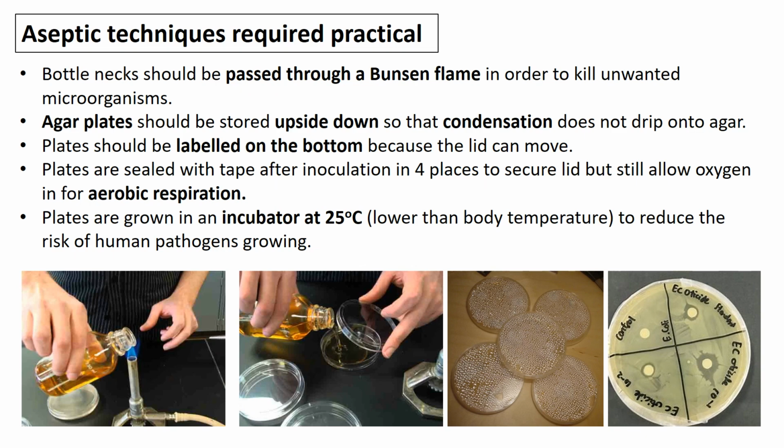The plates, when you've inoculated them, are grown in an incubator at 25 degrees C. This is lower than body temperature to reduce the chance of human pathogens growing. This is what we use in schools. In hospitals and places, they would use warmer incubators because they don't have the same sort of preventative risk assessments that we have in schools. But 25 degrees C helps to prevent harmful bacteria growing that could cause you harm.